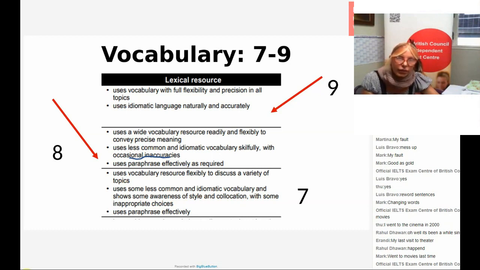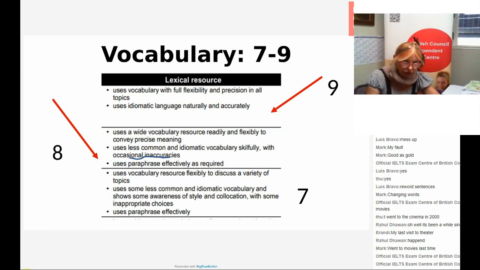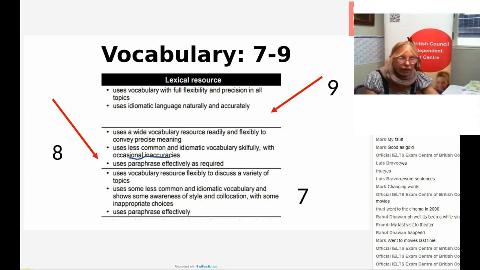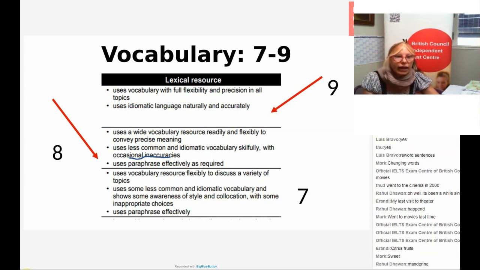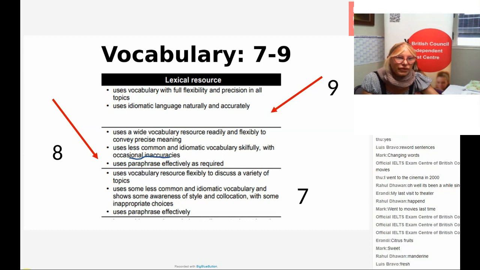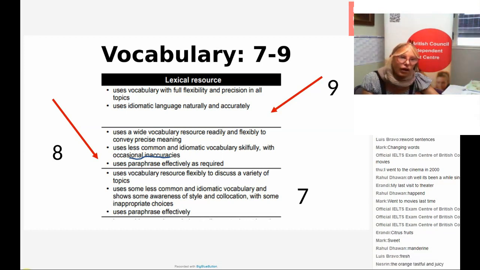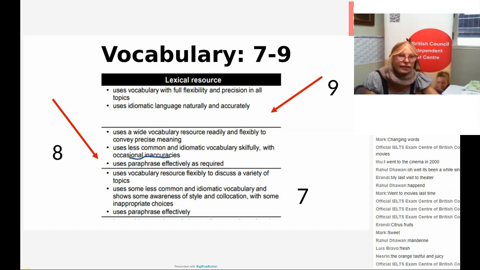So I want you to tell me how you would describe an orange. How would you describe an orange that tastes good? Can you think of some adjectives to describe an orange? Now, some of you may not even think, I don't know any words to describe an orange, maybe just delicious. Yep, good. Mandarin. Fresh. Now, I want you to use an adjective. Nesrin, now you've hit the nail on the head, so I'm going to take your example. Juicy. Okay, here is the collocation.